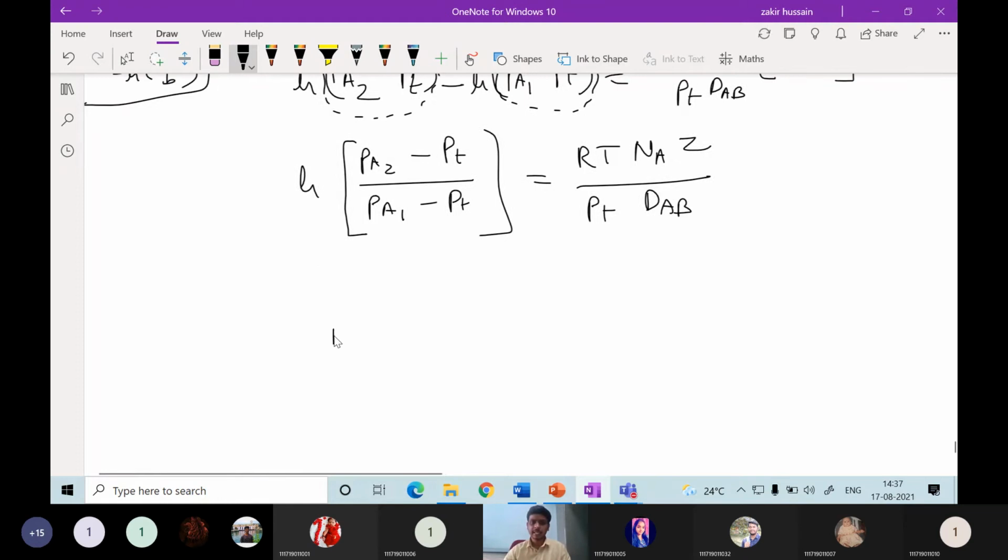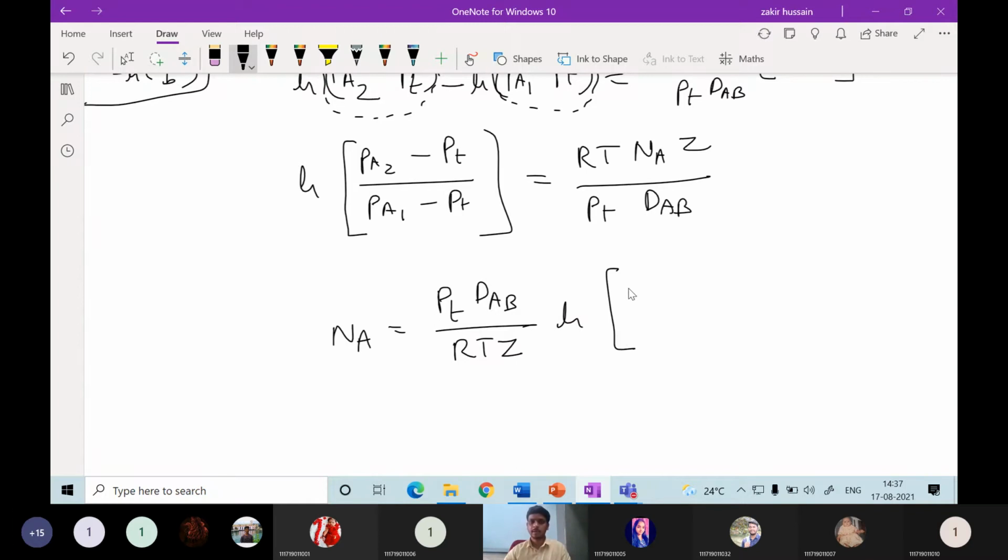Therefore, we can write NA is equal to, so this we have to carry to the LHS side, that is PT DAB by RT into Z ln of, okay, we can interchangeably write PT minus PA2 divided by PT minus PA1. Why? Because we can change this one: PT to this side, PT to this side, minus minus will be cancelled. We can write within the ln, we can change interchangeably.